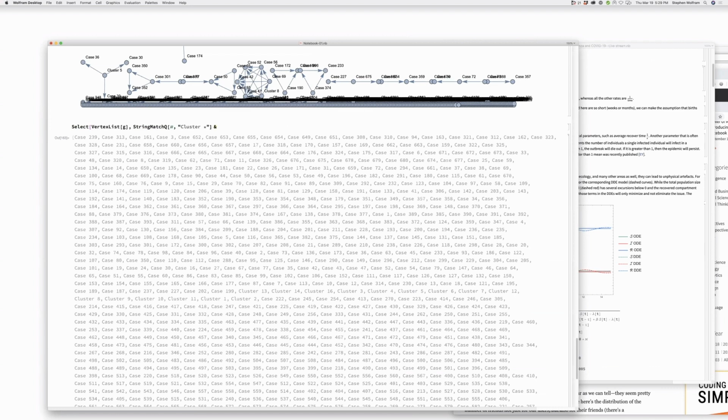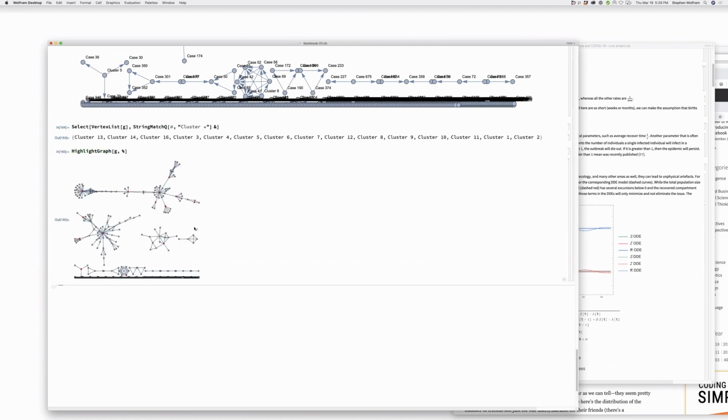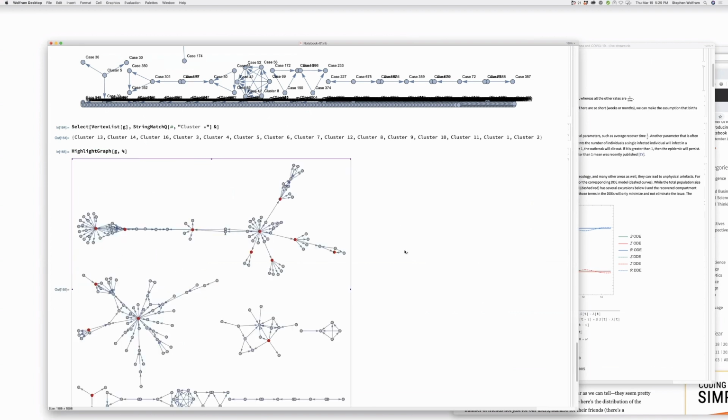Okay. Highlight graph of G, and then I just do that. Is that right? You think that's right? Yes. Okay, there we go. All right, so those are the clusters, and everybody else is an individual case.